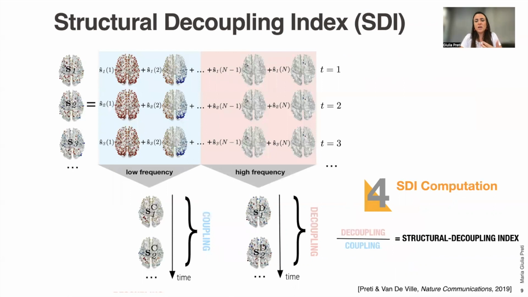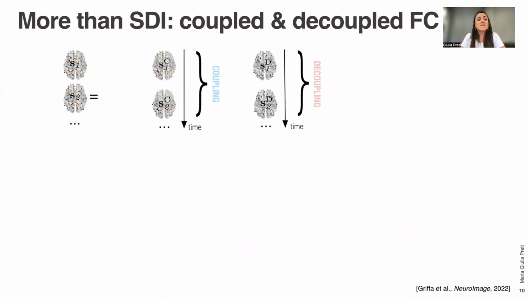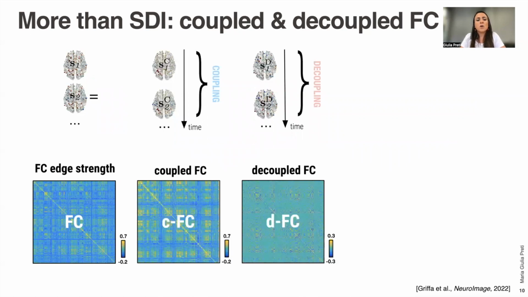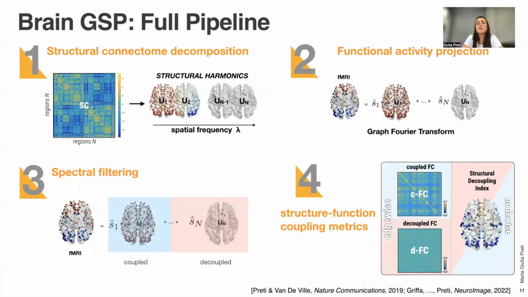If we repeat that for each time point, we obtain a coupled and decoupled version of the time courses. Then we compute the L2 norm across time of the coupled and decoupled time courses, and the ratio of these two quantities, decoupling versus coupling, is what we define as the structural decoupling index, a node-wise metric of structure-function coupling. Then, similarly to what we do when we compute functional connectivity from normal time courses using Pearson correlation, we apply that to the coupled and decoupled time courses to obtain two versions of the functional connectivity, one coupled and one decoupled. These are the final metrics that we're going to use: node-wise, the structural decoupling index, and edge-wise, coupled and decoupled functional connectivity.